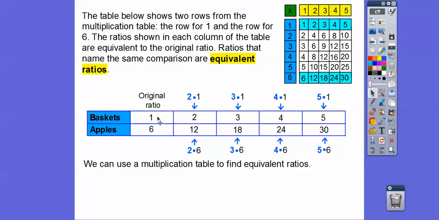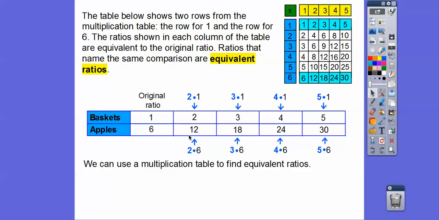So here's the original ratio, 1:6, right here. Ratios that have the same comparison are called equivalent ratios. Here's 2 times this top number, 2 times 1. Here's 3 times 1, 4 times 1, 5 times 1. And since the ratio we're focusing on is 1:6, here's 2 times 6, 3 times 6, 4 times 6, 5 times 6.